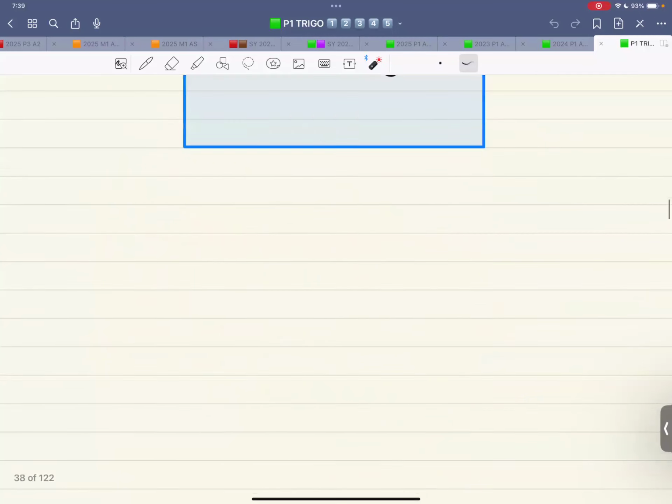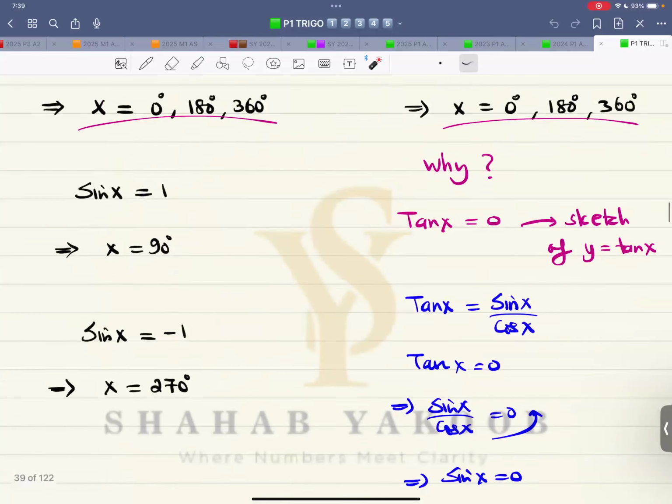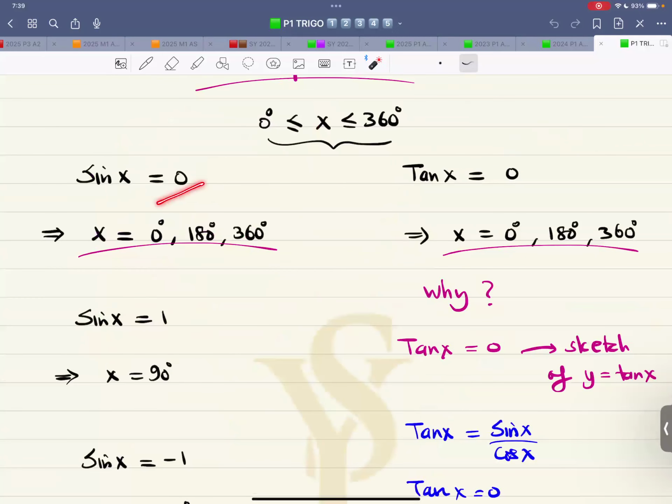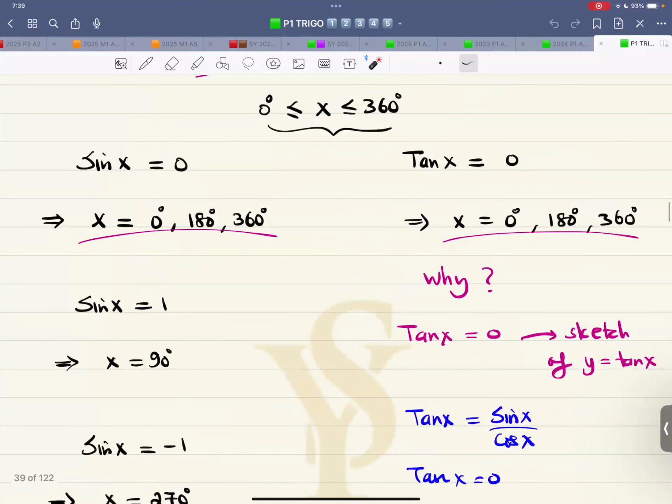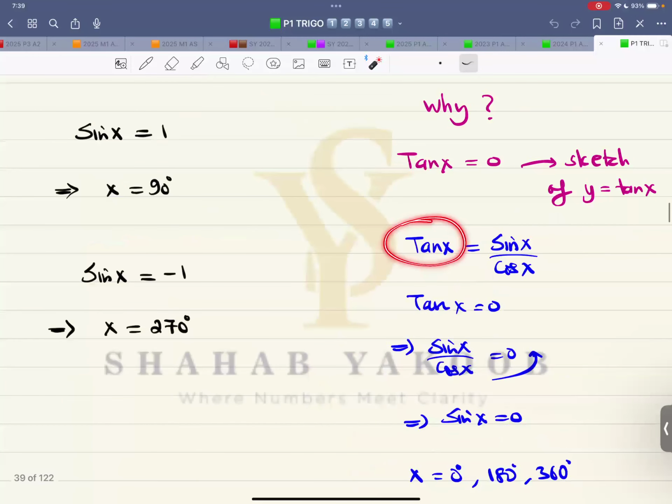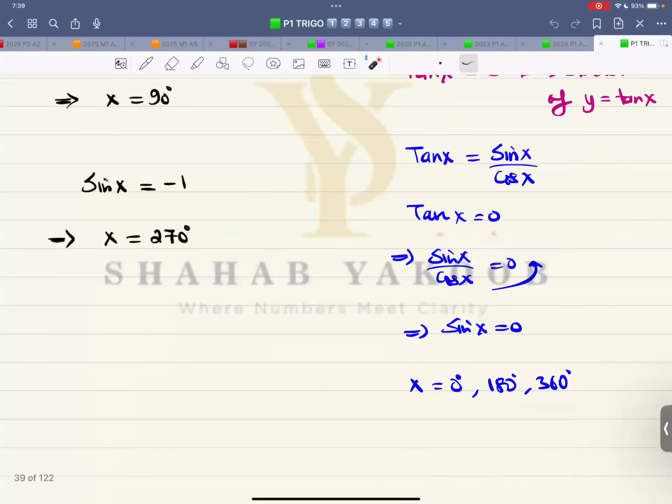And then when we are solving for sin x equals 0, tangent x equals 0, we use the sketch. Tangent x equals 0 gives me the same values as sin x equals 0. Why? Because inside tan, sine and cos are hidden. So tan x equals 0 is technically sin x equals 0.